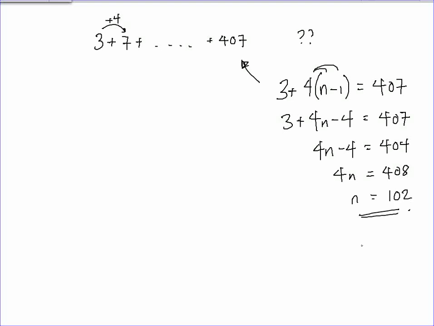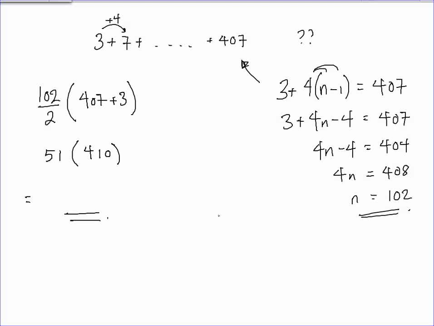I appear to have 102 numbers. So 102 numbers, 51 pairs, and the grand total of all those pairs is 407 plus 3, first and the last, 51, 410, and 410 times 51, which I'm sure you can work out very quickly, will give you a grand total.